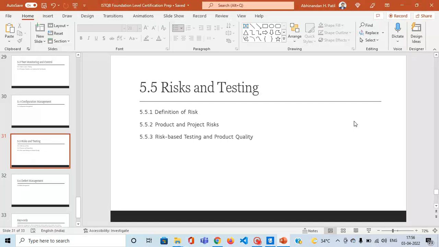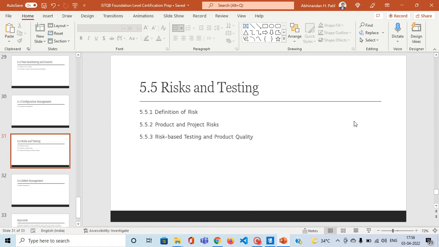Basically, risk is something which is a possibility in future, and whenever it happens, it has negative consequences. That is the basic definition of risk. So basically, risk is a possibility in future and has negative consequences whenever it occurs. So now the definition of risk is covered.